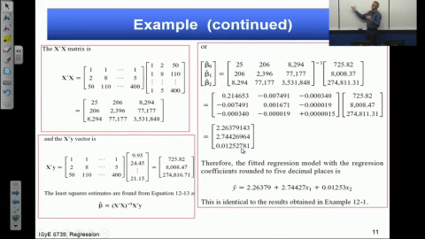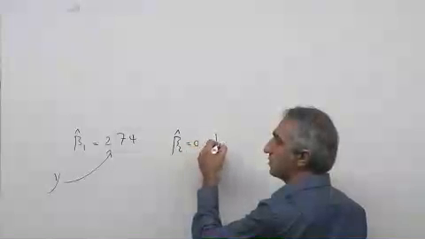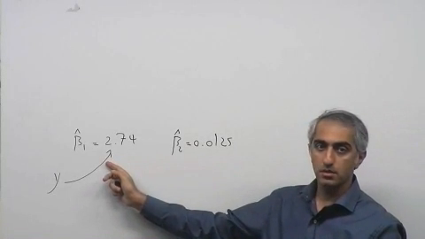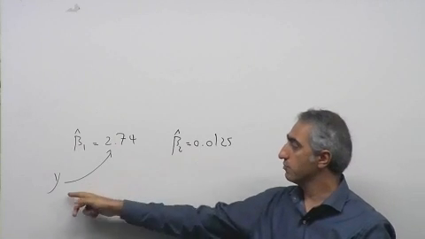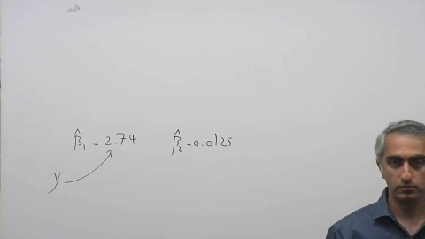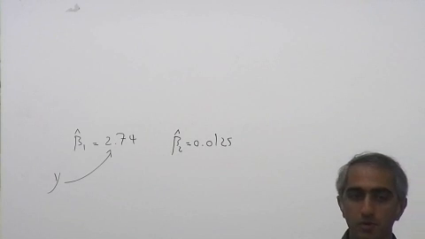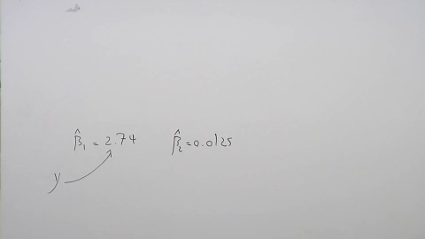You can say the same thing for beta 2. So if you keep x1 constant, then you increase x2 by 1, the amount of change in y would be this number. Is it clear? Any questions? So which one do you think is more important, x1 or x2? x1. Everybody agrees? That's not correct.